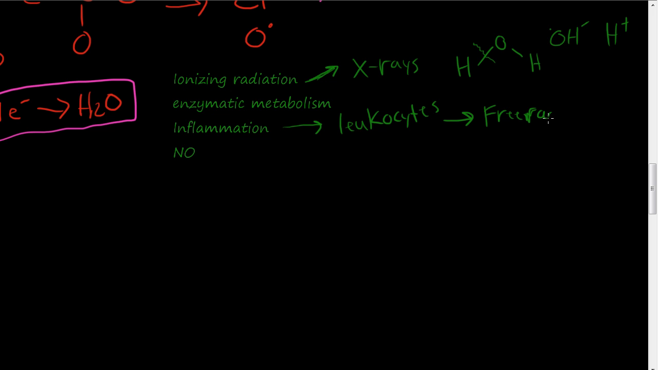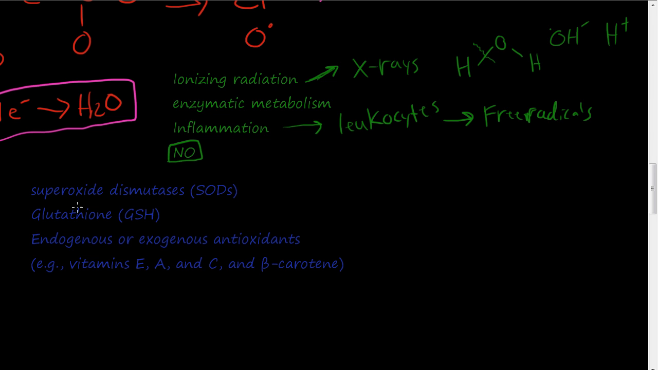Free radicals. And then NO, which is nitric oxide. Nitric oxide is produced in many cells, and it's a chemical mediator for several different reactions and purposes. And these can be converted to free radicals. So there's many ways that your body can produce free radicals, and it's a normal process to have free radicals inside your body, but there's mechanisms to take care of these free radicals, and we'll talk about those.